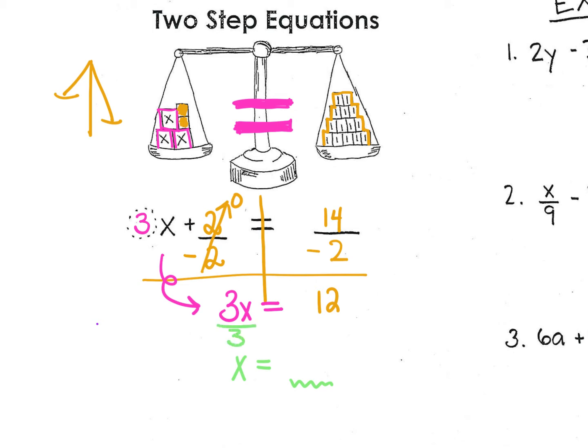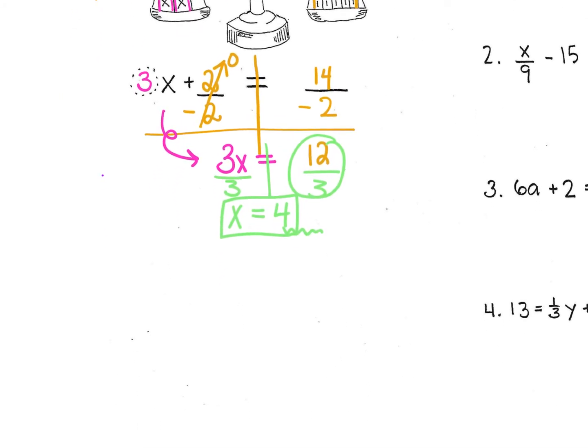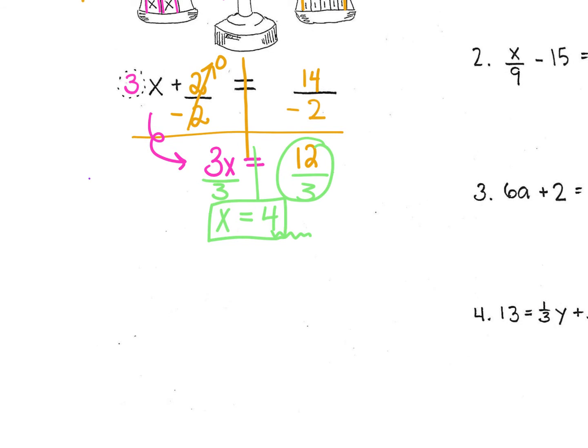If we divide by 3 on one side, we need to divide by 3 on the other side as well, and that is going to give us 12 divided by 3 is 4. That would be the answer to this equation. We still have to check and make sure our answer is correct.